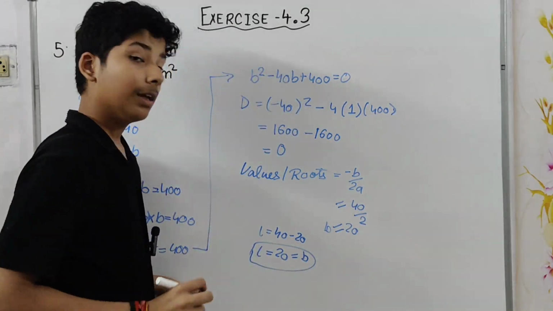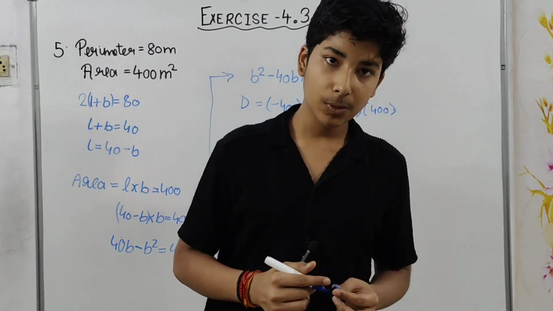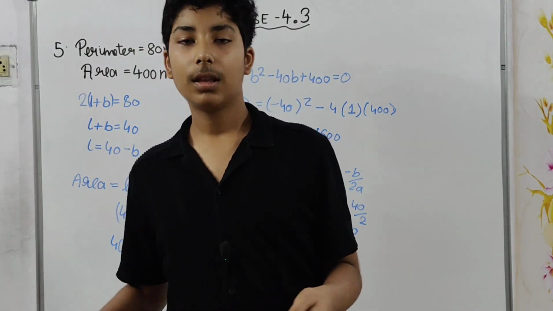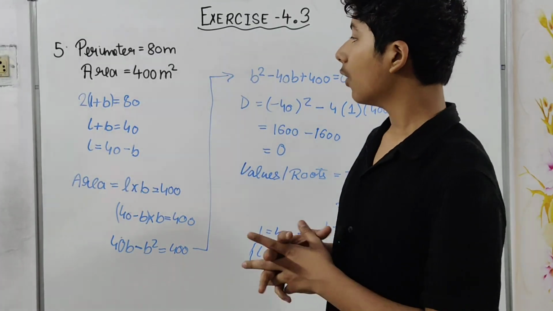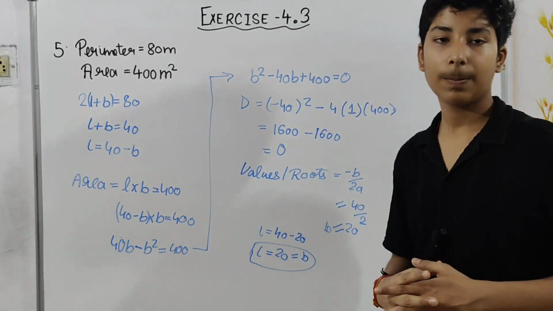It means that the garden is not rectangular. Instead, it is a square shaped garden. But we know that square is also a rectangle. This we have read in class 9. Okay, I hope this is clear, and here our exercise 4.3 ends.